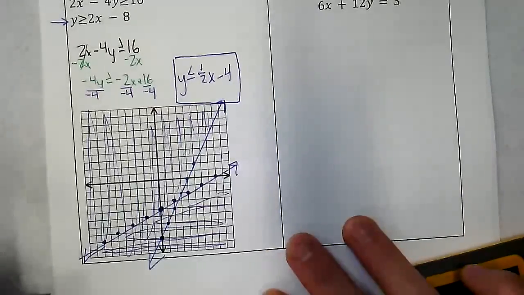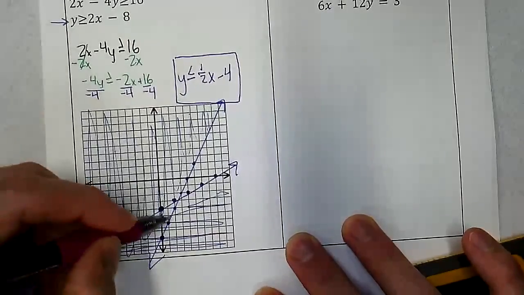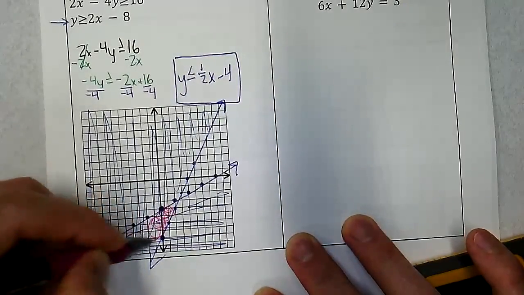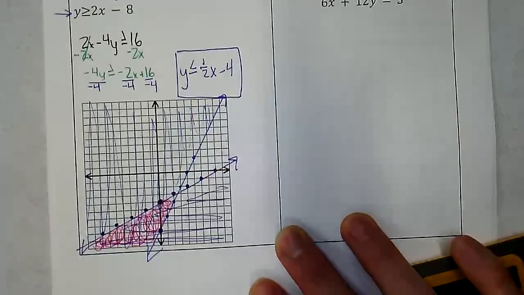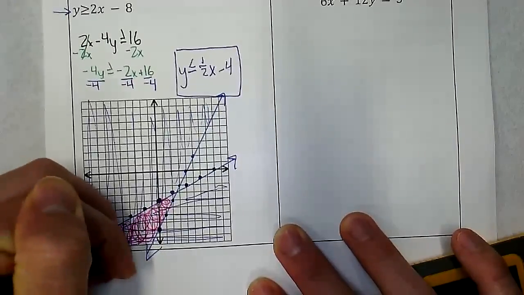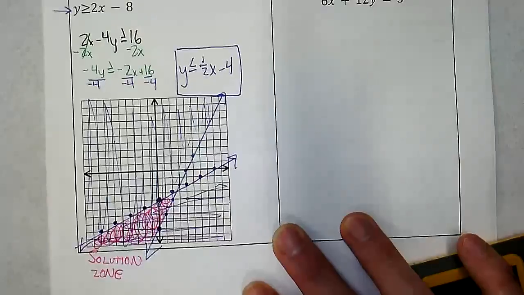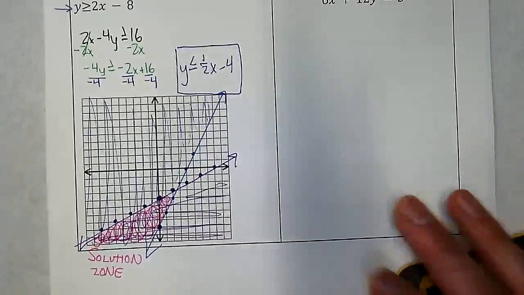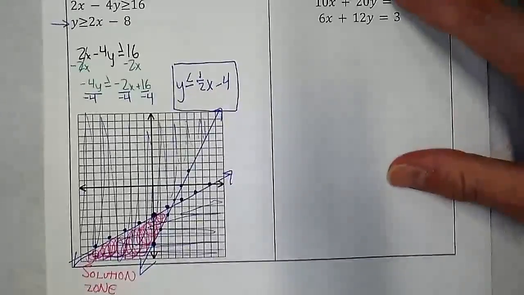The solution zone is where they are both shaded. And that area where we have shading for both inequalities is here in pink. That's where the blue and the purple shading overlaps. So that is our solution zone. Any ordered pair that falls in that pink part is a solution. It's a part of the solution set. That's example 3.